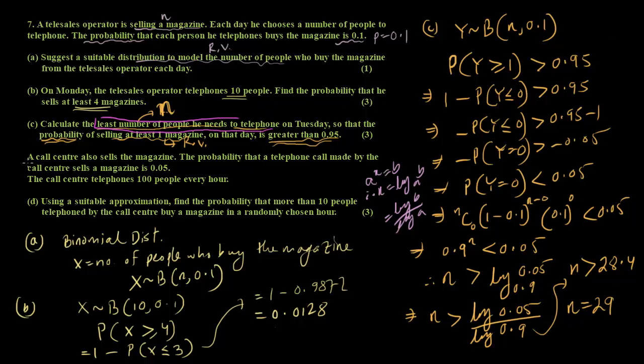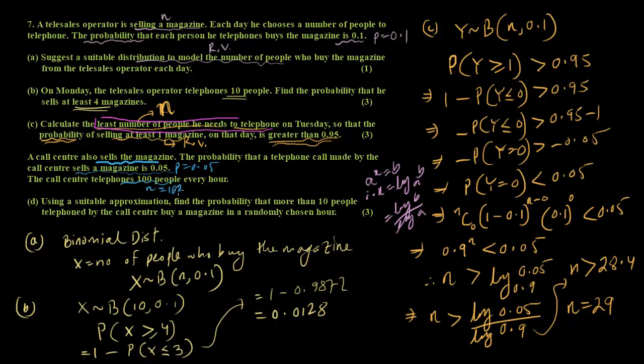The final question: a call center also sells the magazine. The probability that a telephone call made by the call center sells the magazine is a different distribution, because the probability of success is now 0.05. The call center telephones 100 people. So n equals 100 and p equals 0.05. This is a completely different distribution.